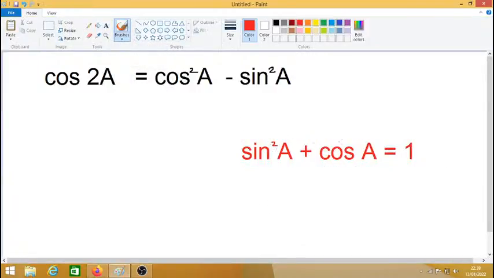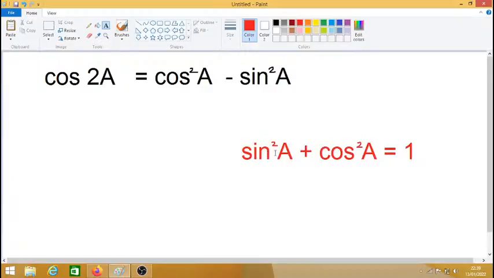Sine squared plus cos squared is equal to 1. Both of the two parts within the cos 2a formula have got something like cos squared or sine squared. So that means we can take out the sine squared plus cos squared equals 1 identity, and we can just play around a little bit. So let's start to begin with.